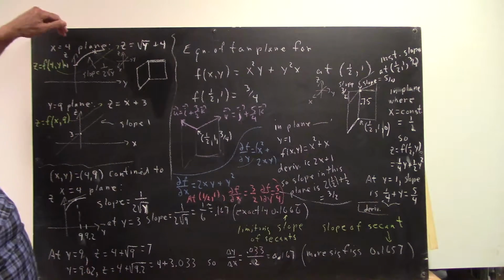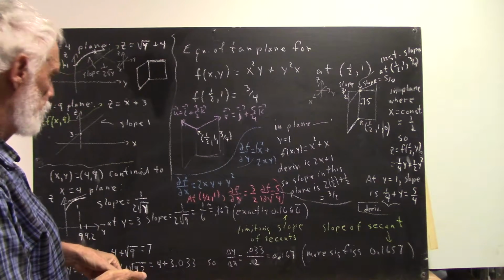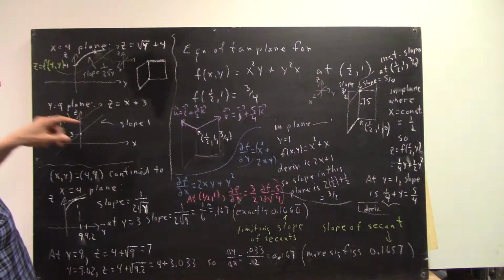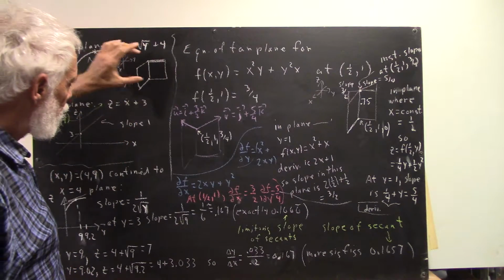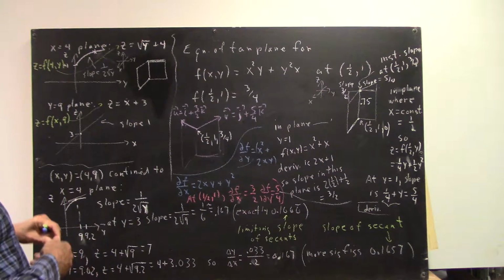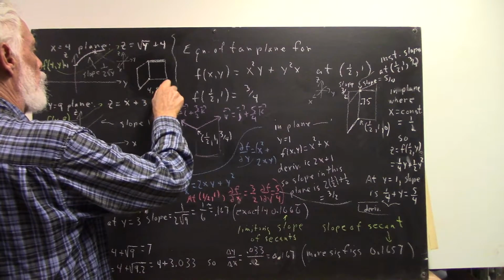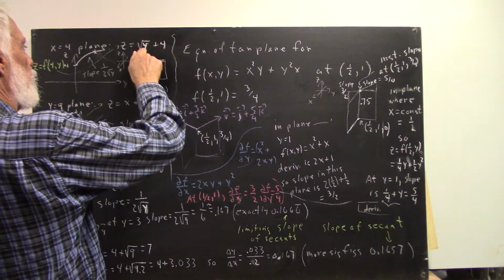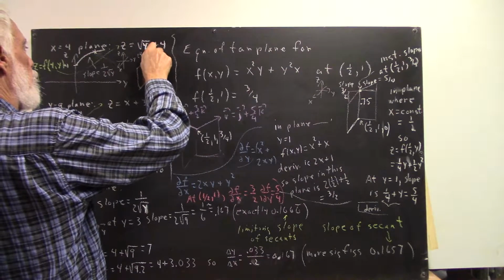Okay, again, in the x equals 4 plane you have z equals the square root of y plus 4. In the y equals 9 plane you have z equals x plus 3. This figure is similar to the one I did before, where this is your point 4, 9, 0, and this is your point 4, 9, 7.